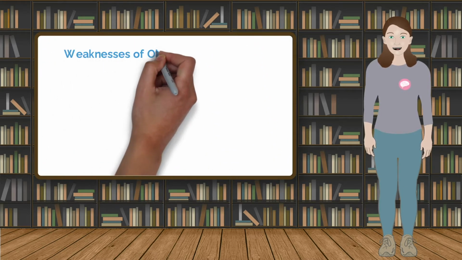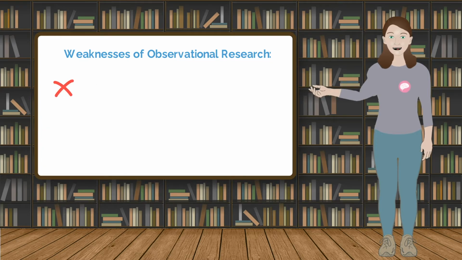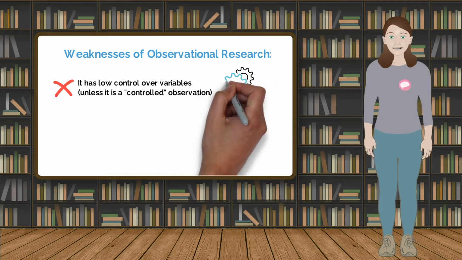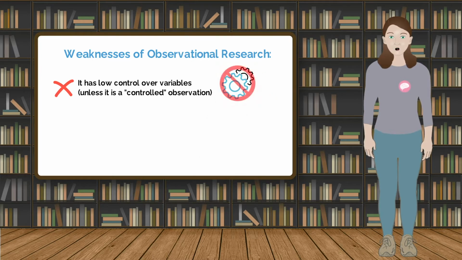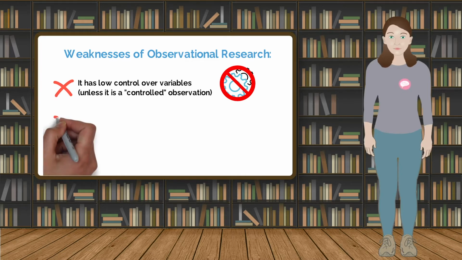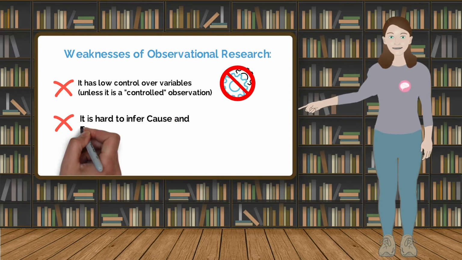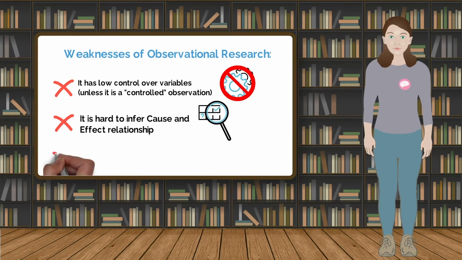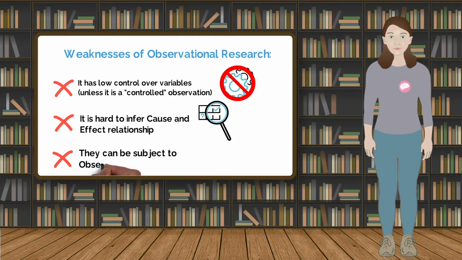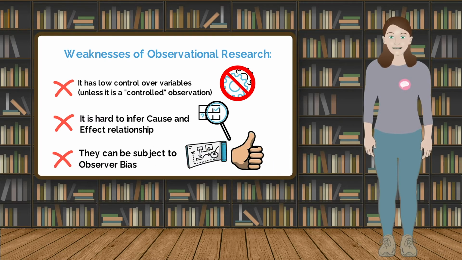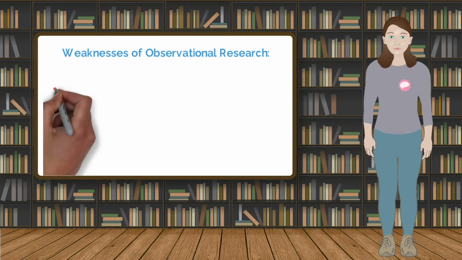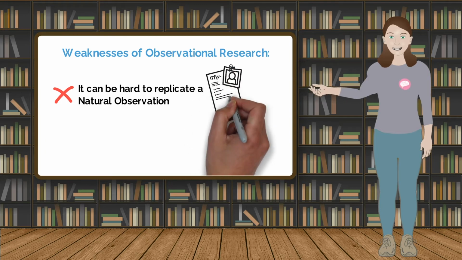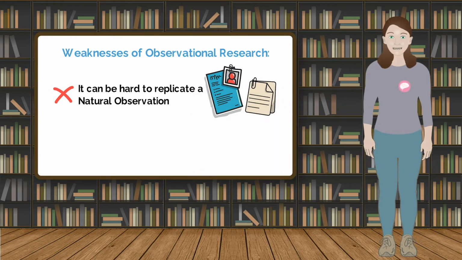On the other hand, a weakness of observational research is often a lack of control over variables, as it is difficult to hold extraneous variables constant in a natural observation, although high control is possible in a controlled observation. It is often also difficult to conclude cause and effect relationships, since there are no variables being manipulated. A further weakness is that they can be subject to observer bias, and can also be difficult to ensure inter-rater reliability. Moreover, it can be difficult to replicate natural observations, as the circumstances may be unique. However, a good replication of a controlled observation is often possible.